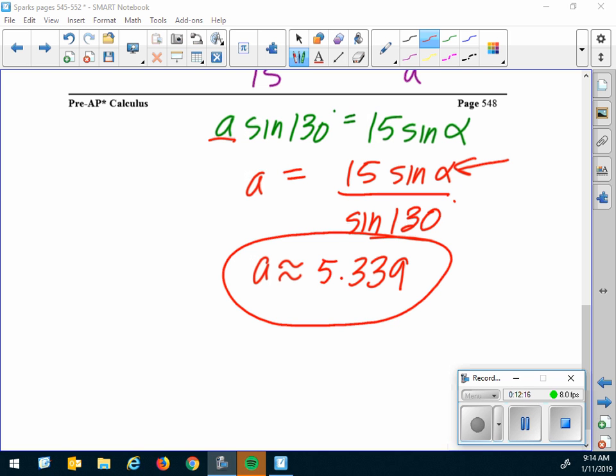We have found all the angles and all the sides that we did not know. No, we're done. We found everything. So we're finished. We don't need to save anymore.